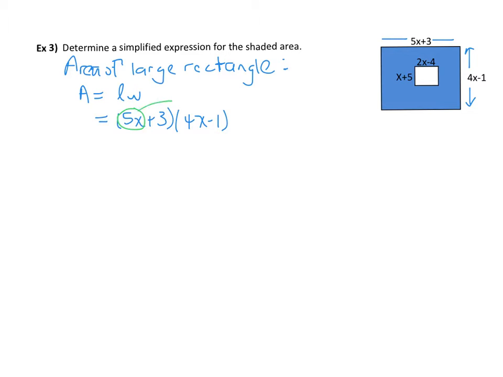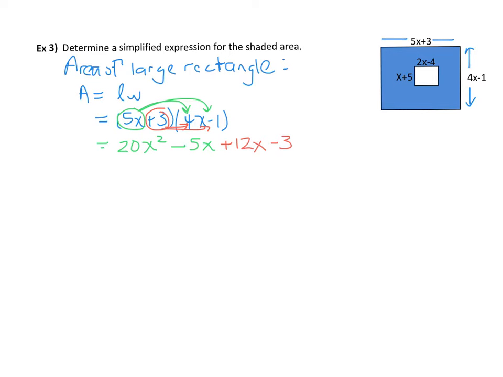The 5x is going to multiply the 4x and the minus 1. When it does, it's going to get a 20, 5 times 4 is 20, x times x is x squared. Then the 5x multiplies the minus 1, it's going to be minus 5x. Then it is the plus 3's turn to multiply through the bracket. Plus 3 times plus 4x will be a plus 12x, and then plus 3 times minus 1 would be a minus 3.